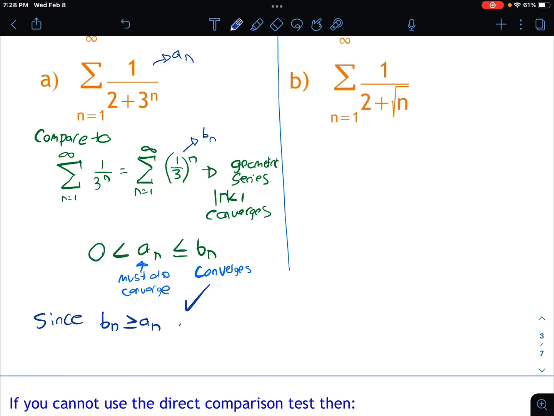for all values of n, then the sum from n equals 1 to infinity of 1 over 2 plus 3 to the n must converge by the direct comparison test.